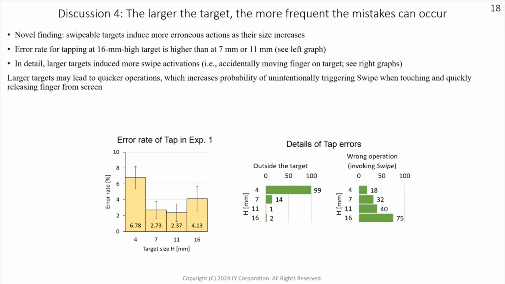Surprisingly, larger targets might result in more errors for tap actions. This was a new finding. As we see in the yellow graph, there are more errors with a 60 mm target than with 7 and 11 mm targets. The green graphs show that larger targets resulted in invoking more accidental swipes. There is a tendency to move the finger slightly when touching the target because of rapid movement, which resulted in unintended swipes.